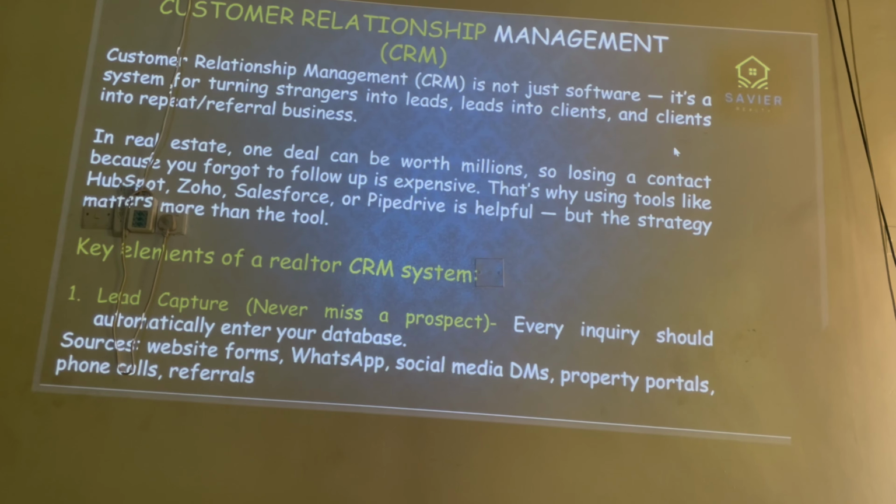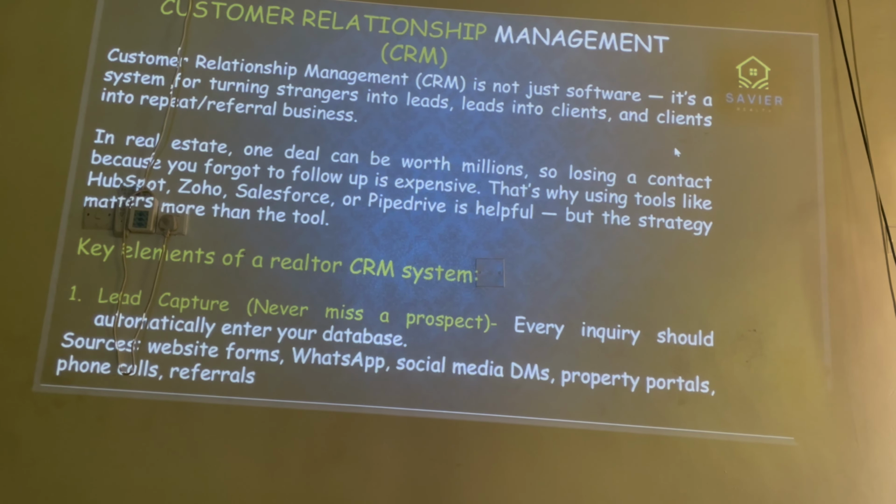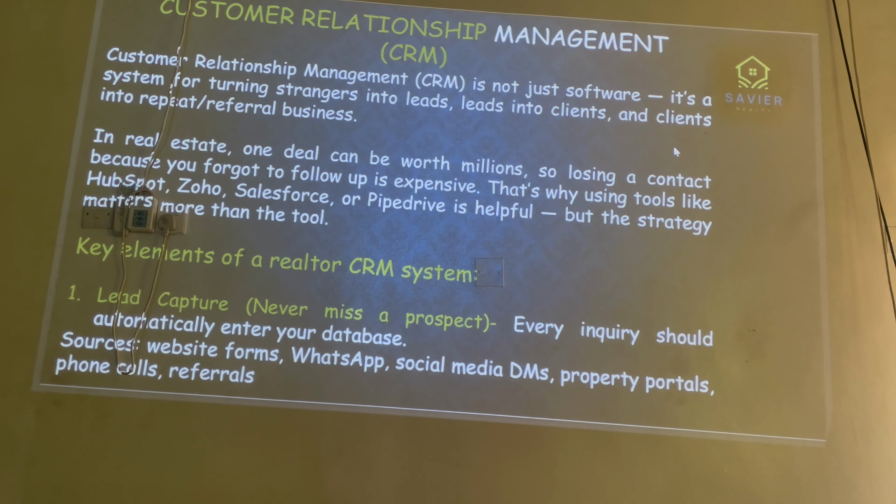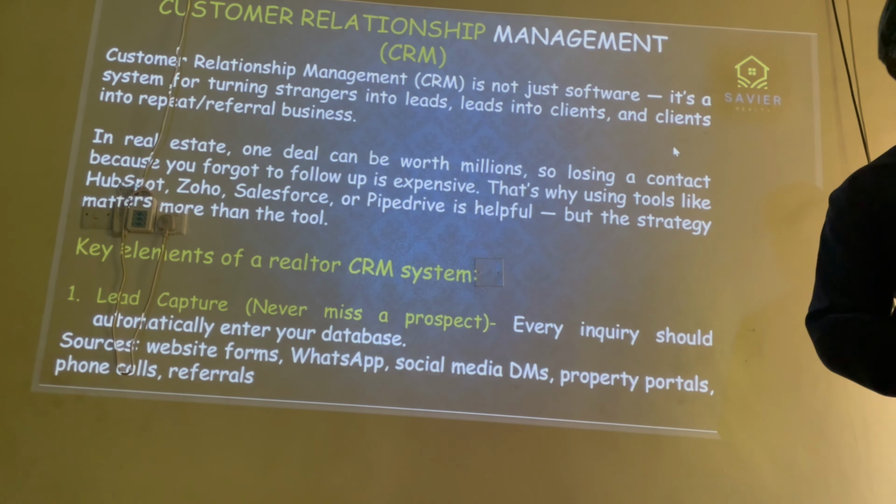Don't leave any stone unturned. Everything must be documented. That one deal that you lost, maybe you forgot to save that person's number, or the person said call me at 6 p.m. today, and you forgot to even note it. That can be so expensive for you because you forgot to follow up. That is why using tools like HubSpot, Zoho, Salesforce, Pipedrive is helpful. But the strategy matters more than the tool. What are the key elements of a realtor CRM system?